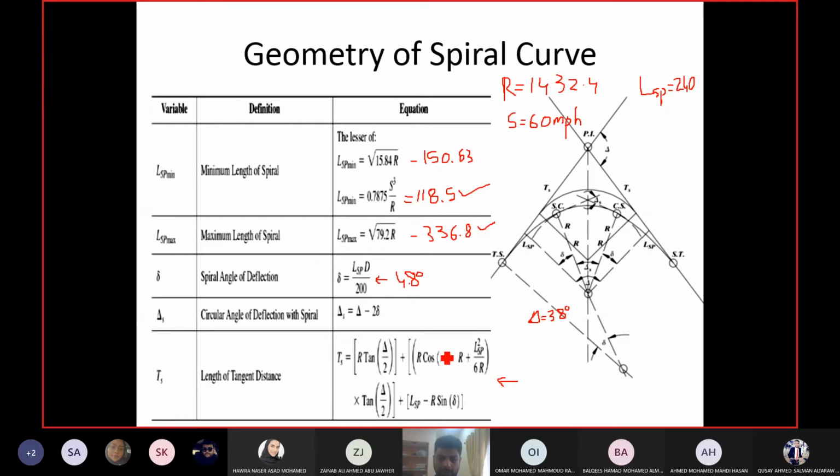Just keep in mind how they are using the brackets. This complete thing is in one bracket. Then we have another square bracket in which, first of all, calculate this, then multiply this whole thing with tangent delta by 2, then plus the last item. In the previous class people were confusing the brackets, so they were having different answers.